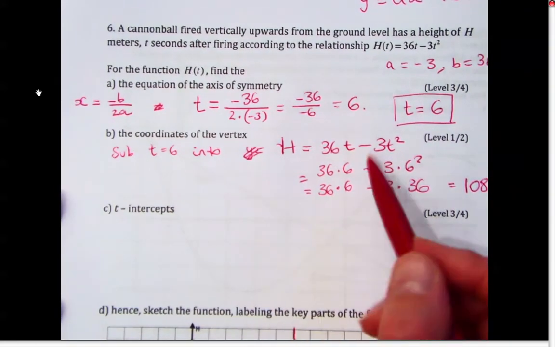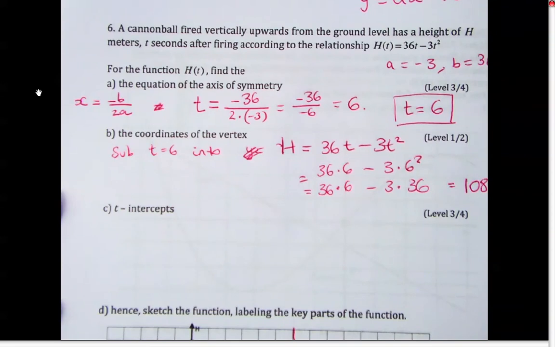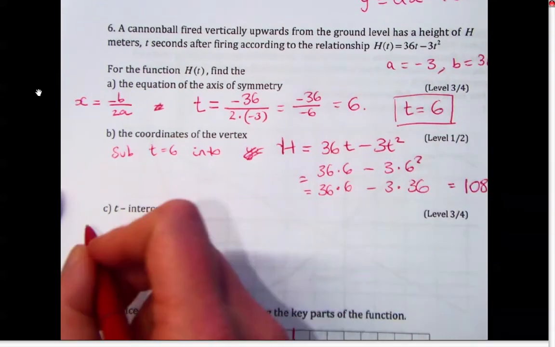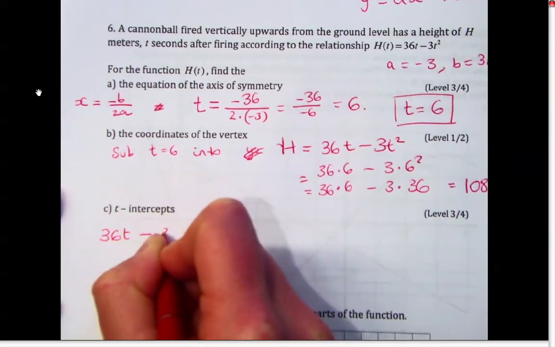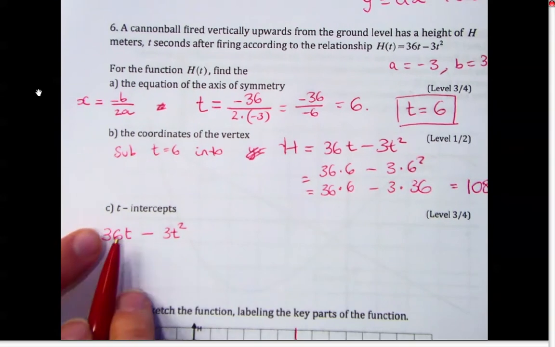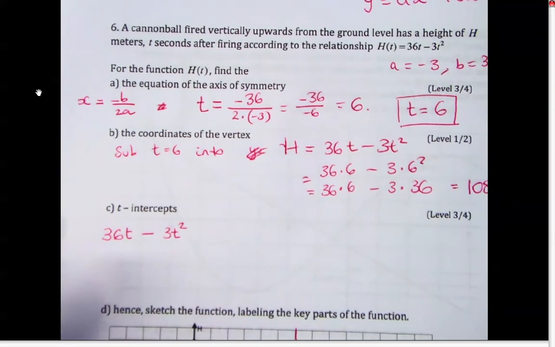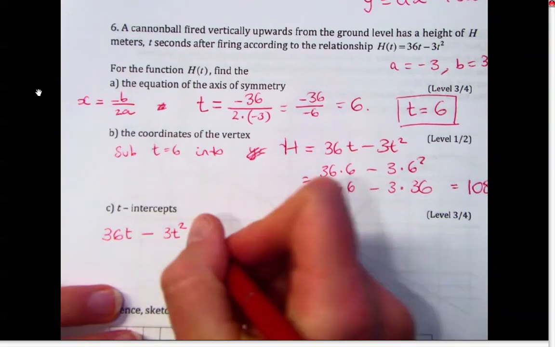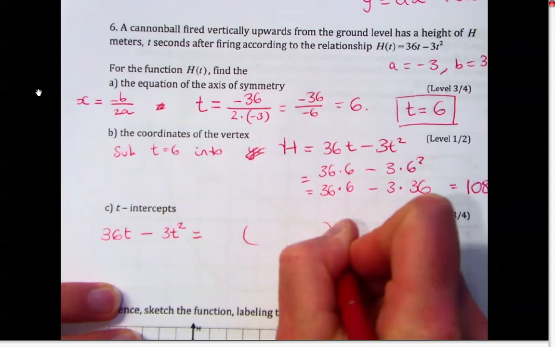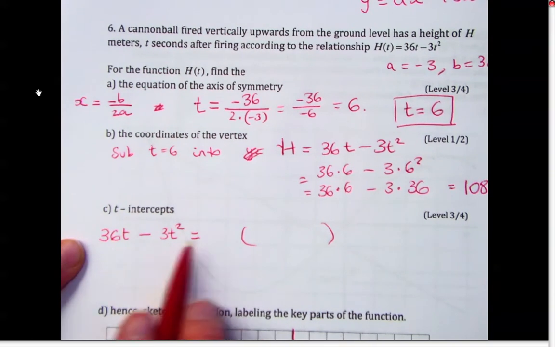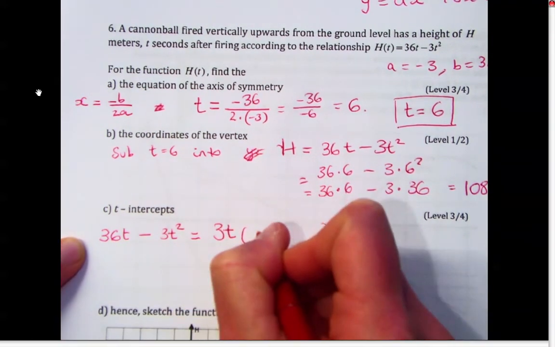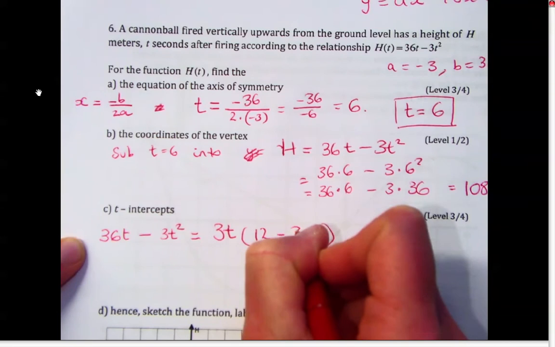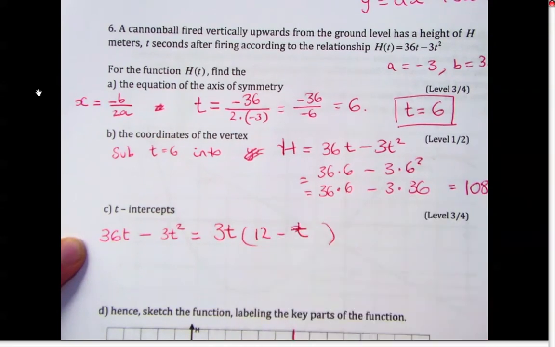So to find the t-intercepts, I need to get it into intercept form. So I need to factorize this. Now, when you've got two terms, you're never going to have two pairs of brackets. It's always going to be just one pair of brackets. What's going to go on the outside? What's the common factor? 3t. And then 12 minus t, correct.